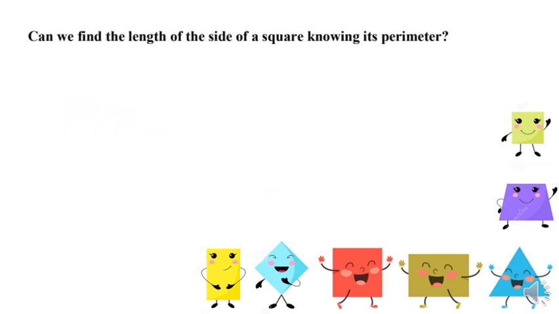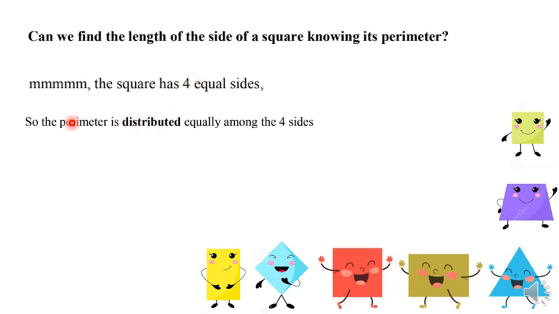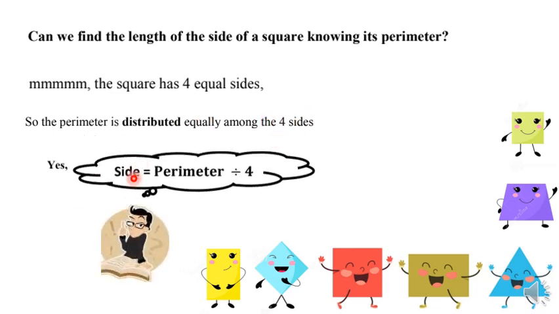Can we find the length of the side of a square knowing its perimeter? Now you have the perimeter of the square and you want to find the length of one side of this square. Can you find it? Yes, we can. Why? Because the square has 4 equal sides. So the perimeter is distributed equally among the 4 sides. Distributed means I have to divide the perimeter by the 4 sides. So to calculate the side, we divide the perimeter by 4.